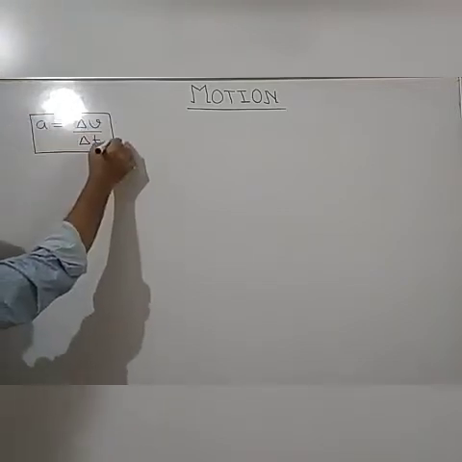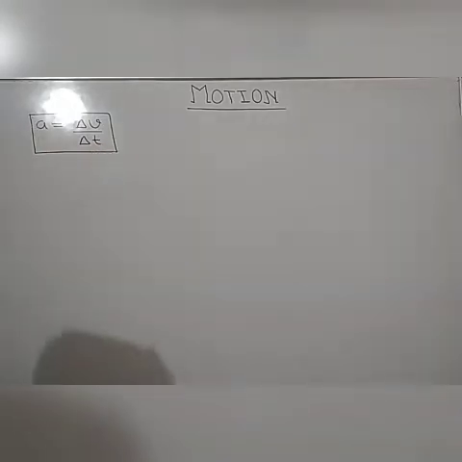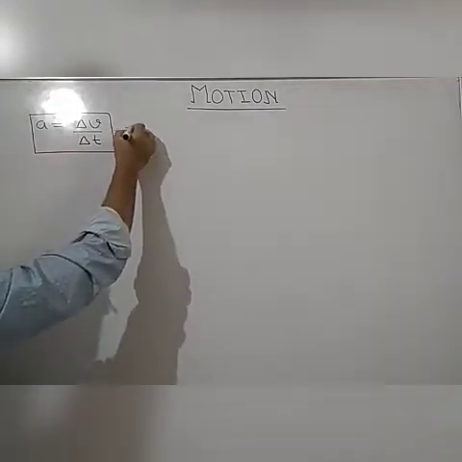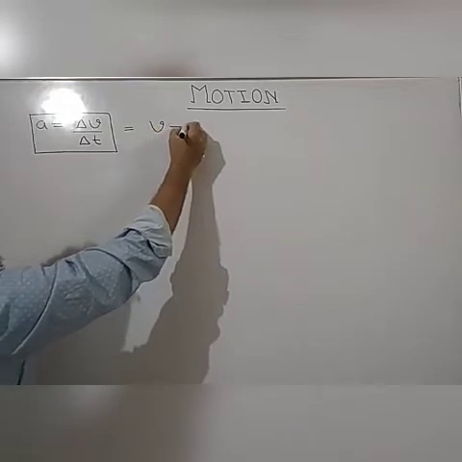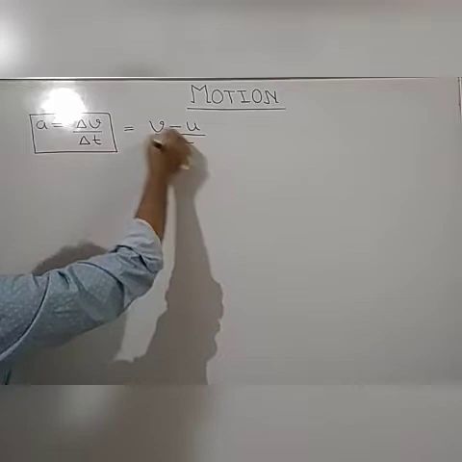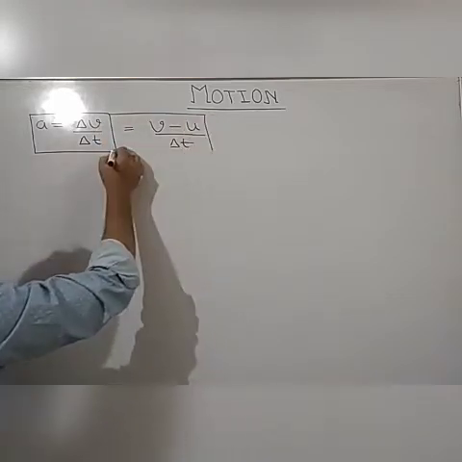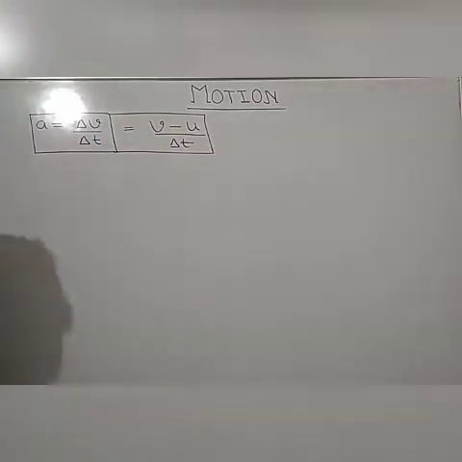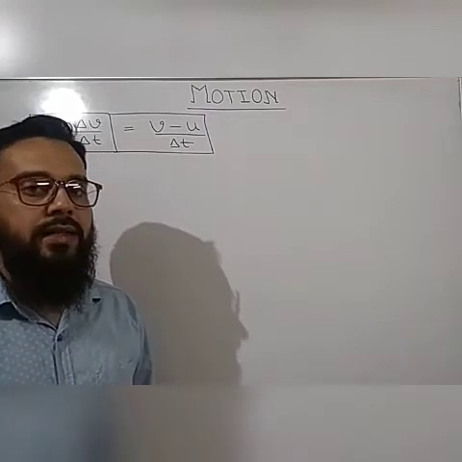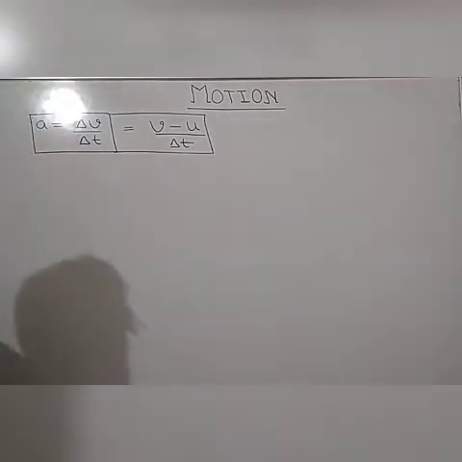Acceleration is the rate of change of velocity, or the change in velocity per unit time, and it is given by delta v upon delta t, where delta v is the change in velocity, that is final velocity minus initial velocity, upon the time interval. So this was the formula for acceleration. We have also discussed the types of acceleration: uniform, non-uniform, average and instantaneous. Now let us solve one problem based on acceleration.